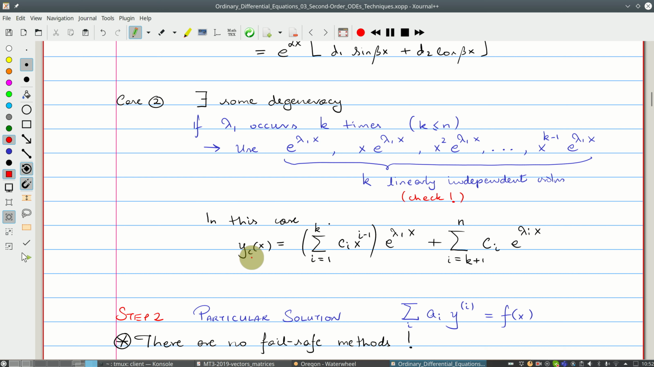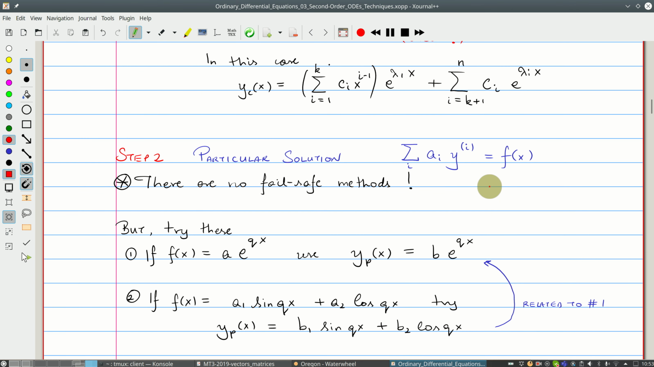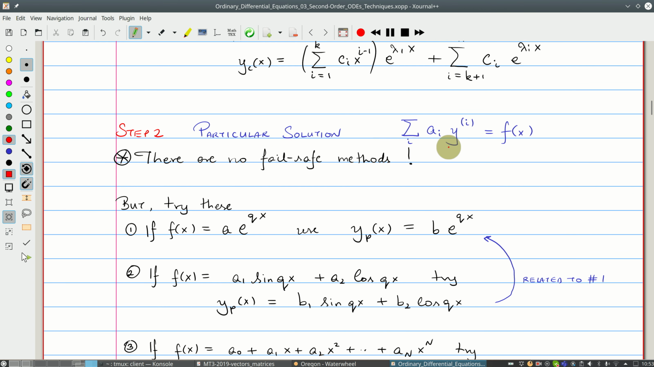In this case, the complementary solution will be given by the sum over these k linearly independent solutions with the same root, lambda 1, and then the sum over the remainder. Okay, so we will see examples of how this is used, so let's just keep this background in mind while we go on. Now, once you've found the complementary solution, you've got to find a particular solution. Any one will do. The particular solution is a solution of the inhomogeneous equation given over here, where we now have the function f of x in there.